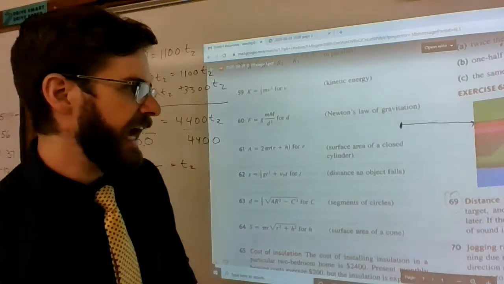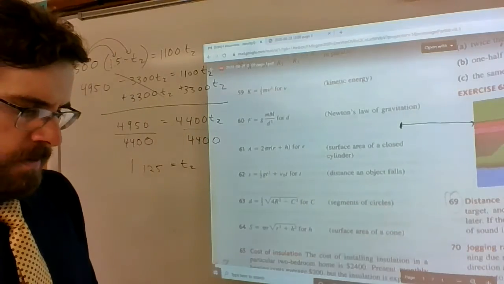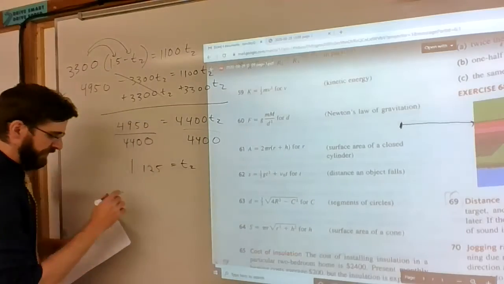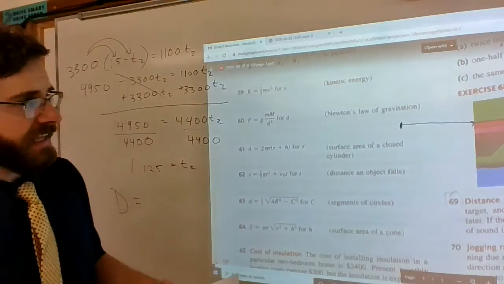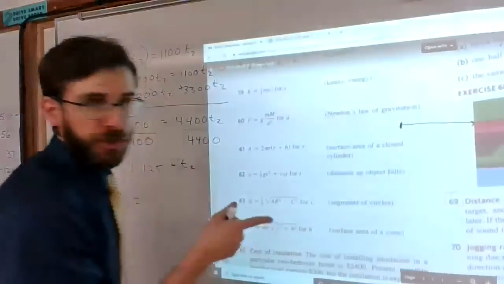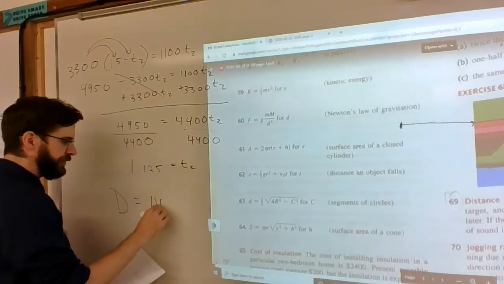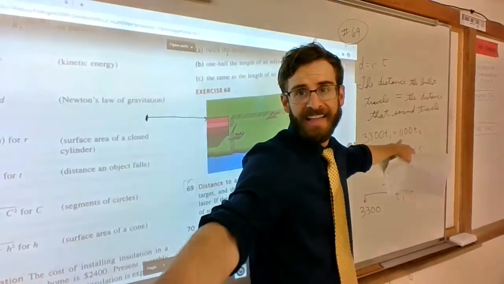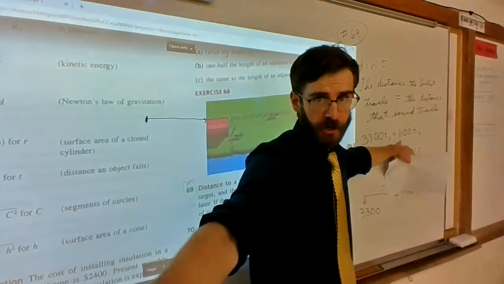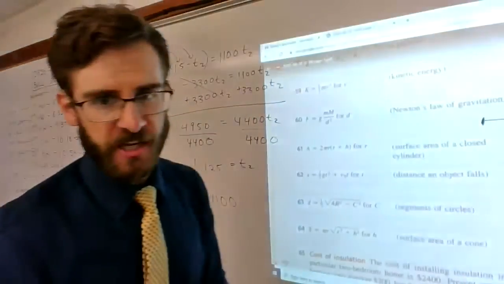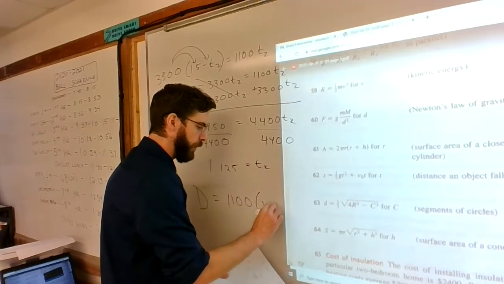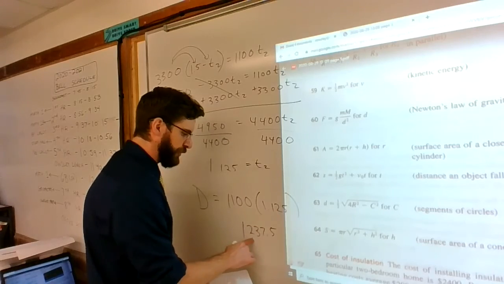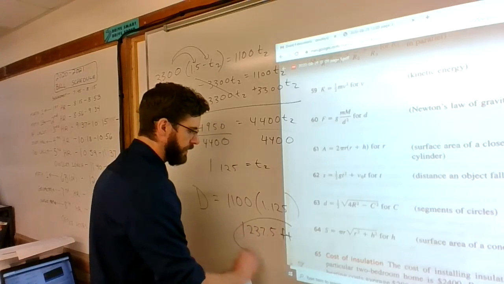Now, did we answer the question? How far away is the target? Well, here's what we can do. We can now say that the distance that the target is from the shooter is 1,100 times the T2 over here. See that 1,100 T2? That represents the distance from the shooter to the target. So we just have to multiply that by the 1.125, and you get 1,237.5 feet.